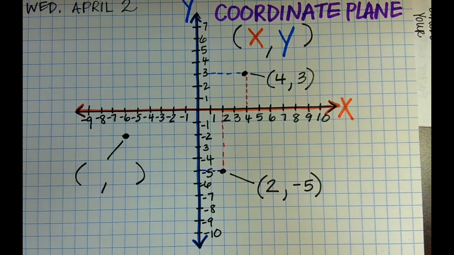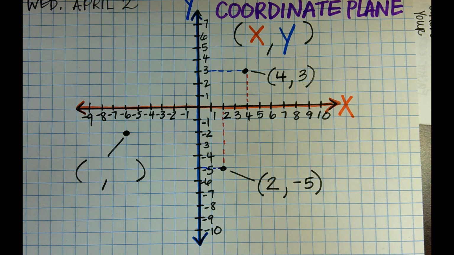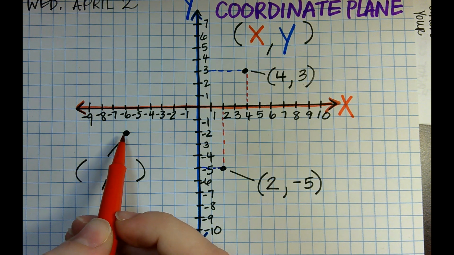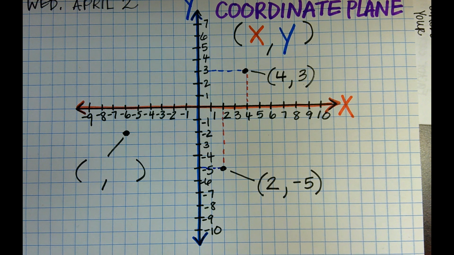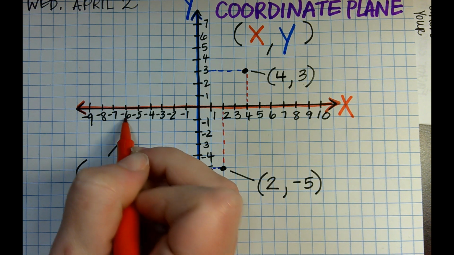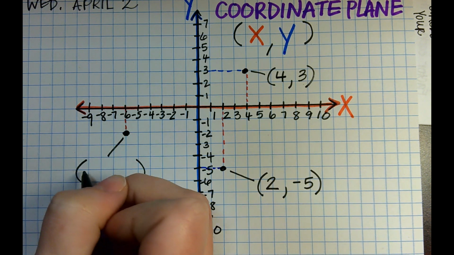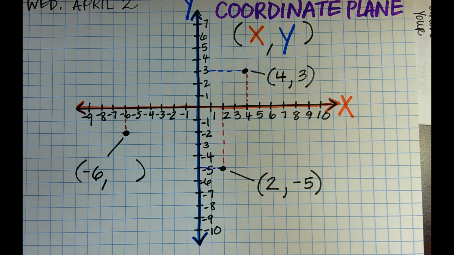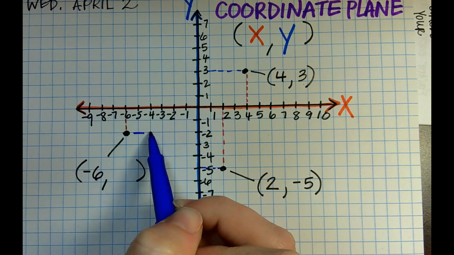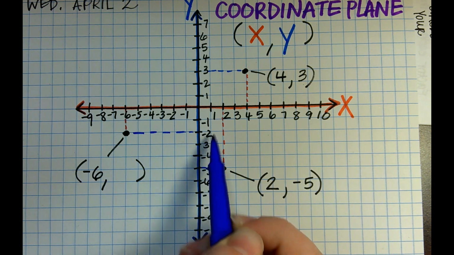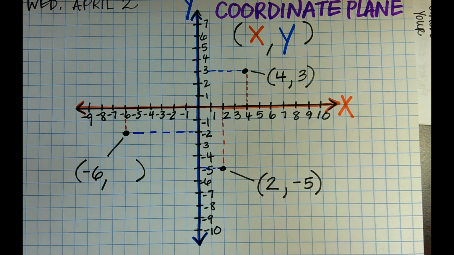Okay. Which value do I check first? The x comes first. Where does this point line up with the x-axis? -6. Good. So that is my x value. And where does it line up on the y? Yes, on the y, it lines up with -2. So that is my y value.